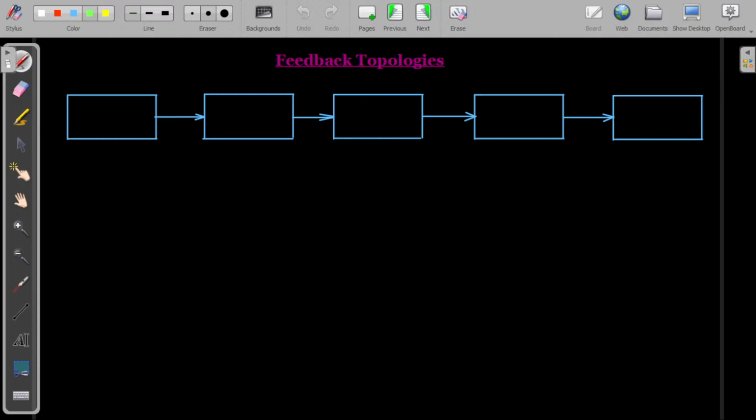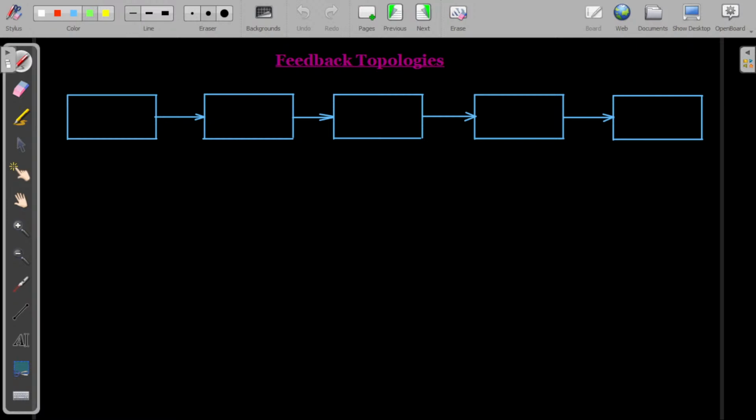Okay. So let's start today's session. In the previous session, we discussed feedback, feedback amplifiers, and the effects of feedback. In today's lecture, we are going to learn the feedback topologies. Topologies means how many types of connections, or feedback connections, are possible for a feedback amplifier.